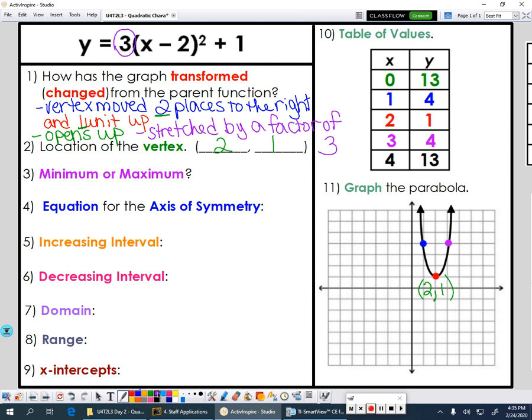Is it a minimum or a maximum? Well, if we look at this vertex right here, it's at the bottom of my parabola. Since it's the bottom or the lowest point of my parabola, we would say it's a minimum. So I'm just going to put a box around minimum there.